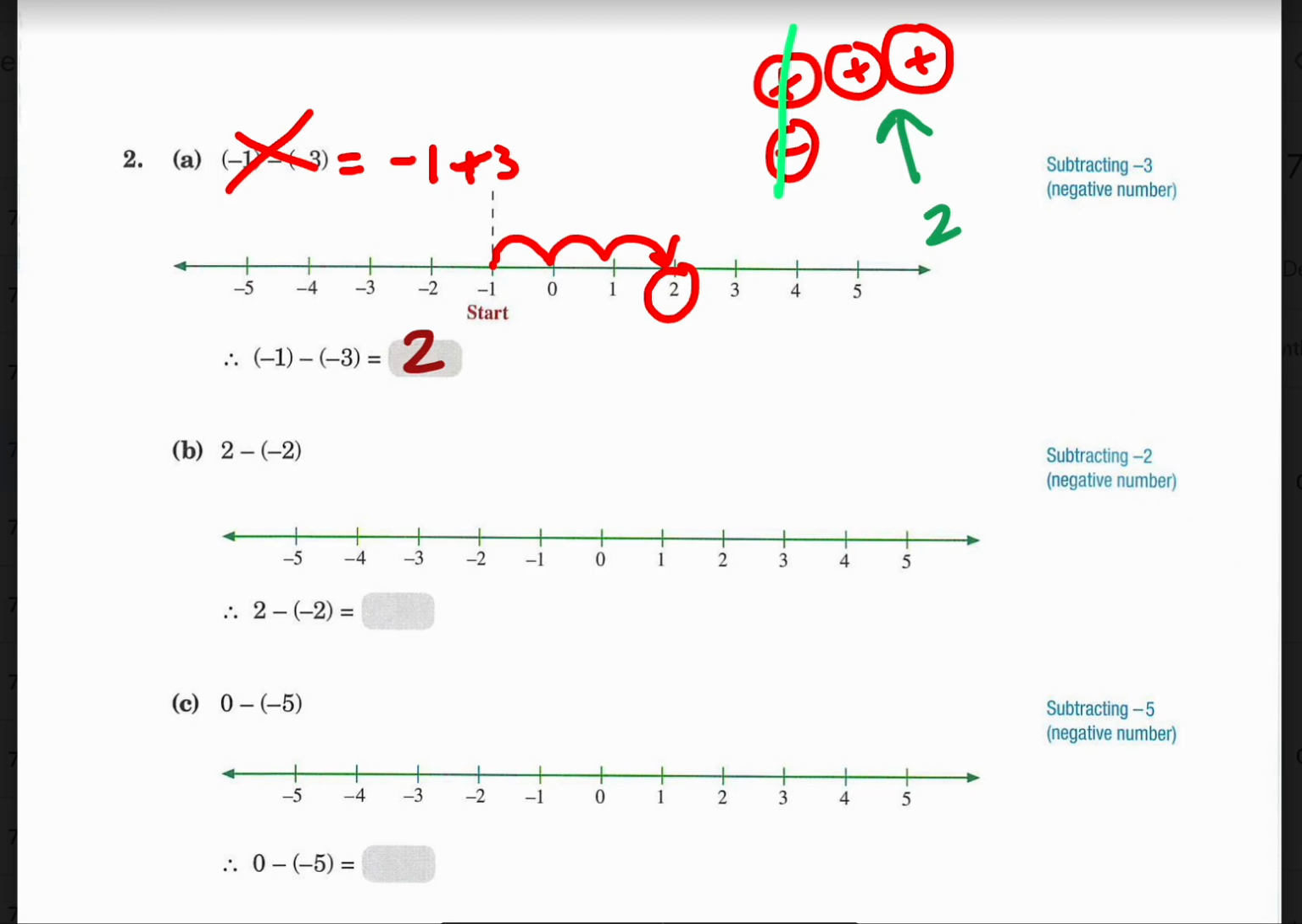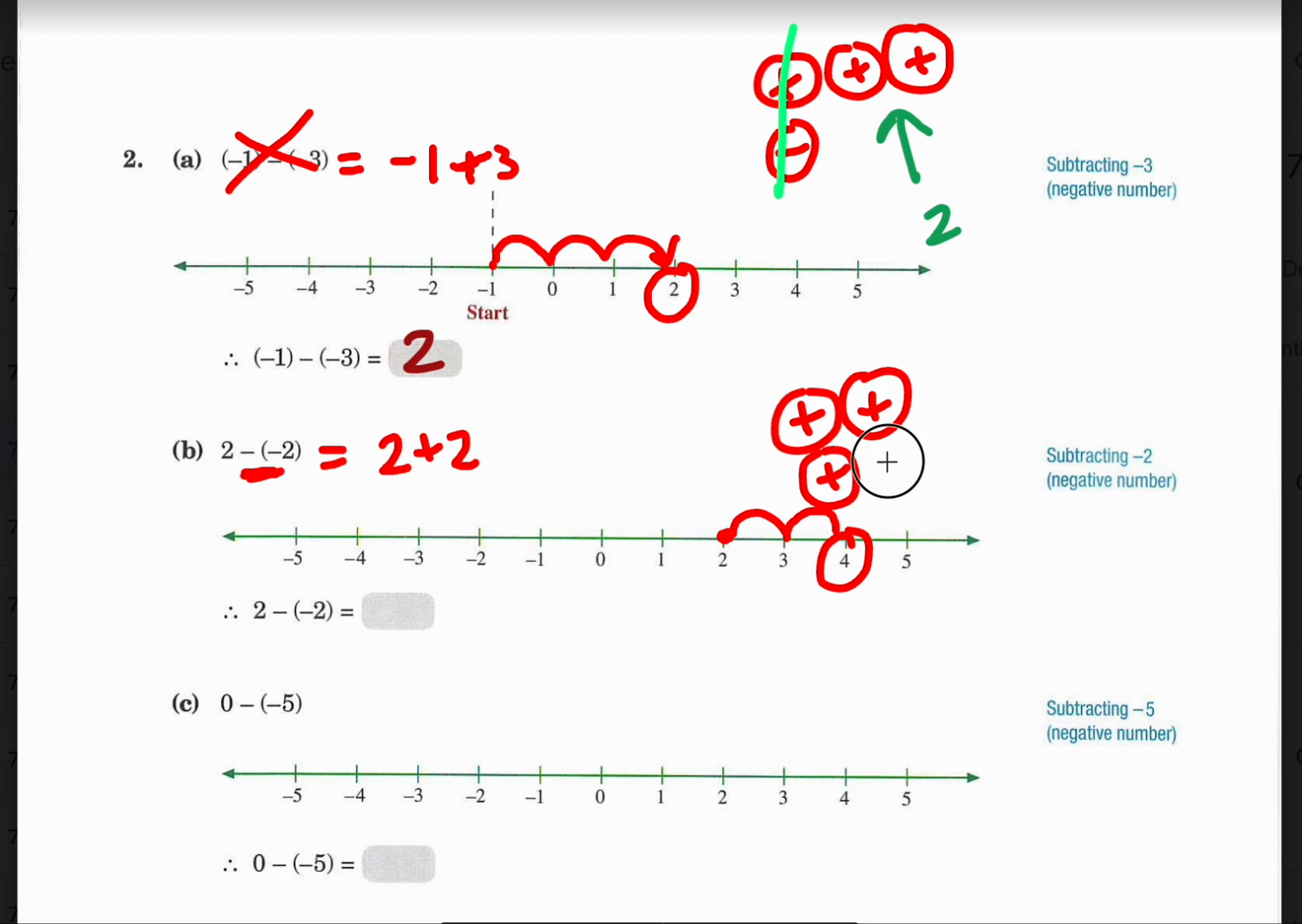Okay, so now we move on to the next problem. This is 2 minus negative 2. Remember, these two negatives cancel each other out, so it becomes 2 plus 2. Start at 2, add 2, 1, 2, going to the right, so I end up with 4. Or I have 2 positives, adding another 2 positives, so I end up with 4 positives, with the answer of 4.